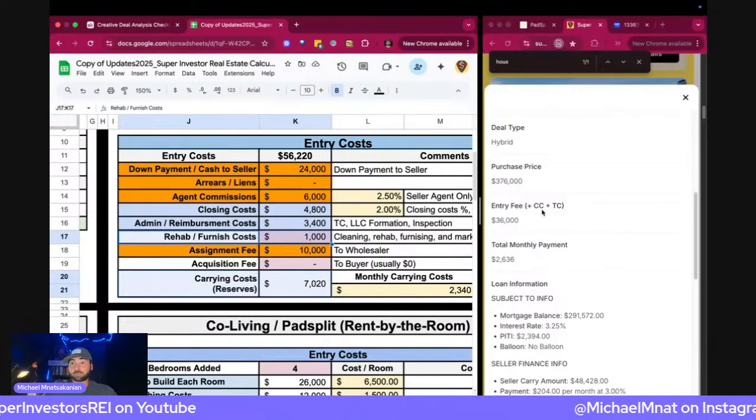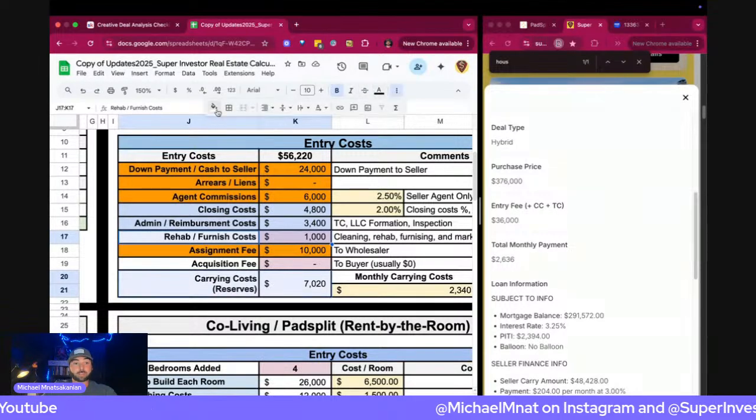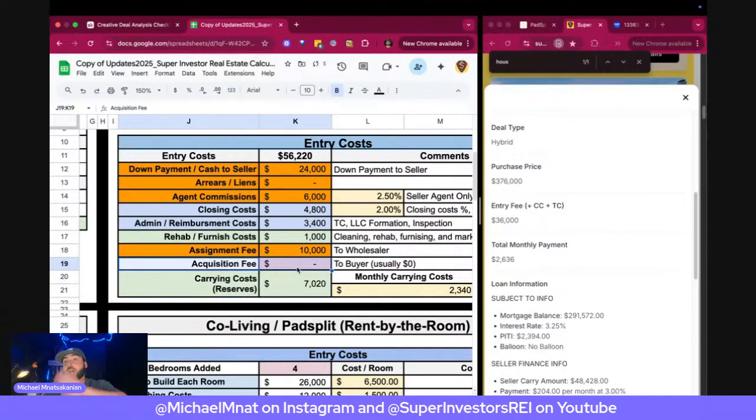That's for you to figure out on your properties. They're not going to account for that. And we'll just set that as green. Who cares? And this acquisition fee, optional.